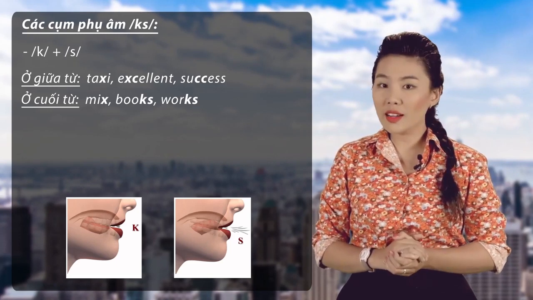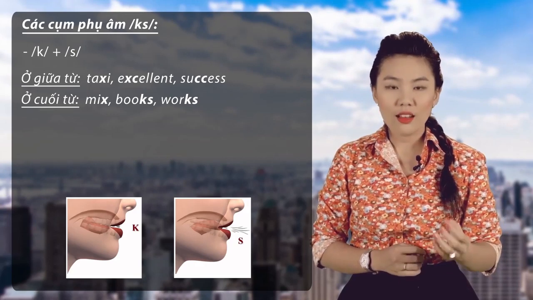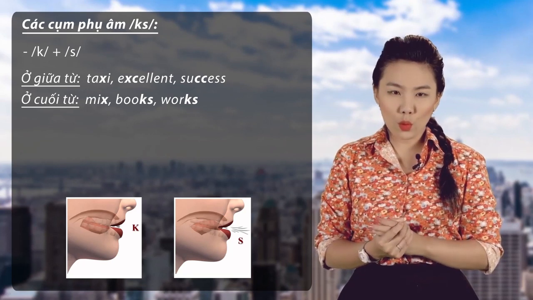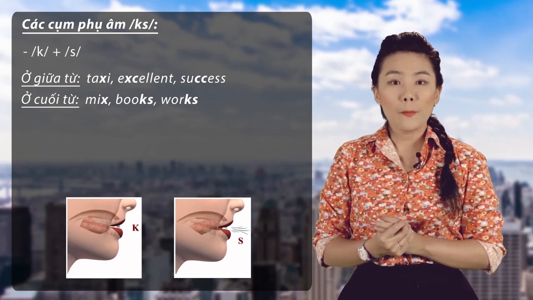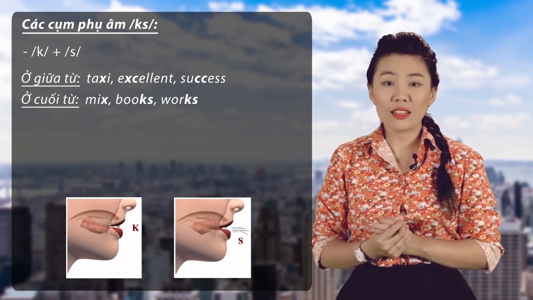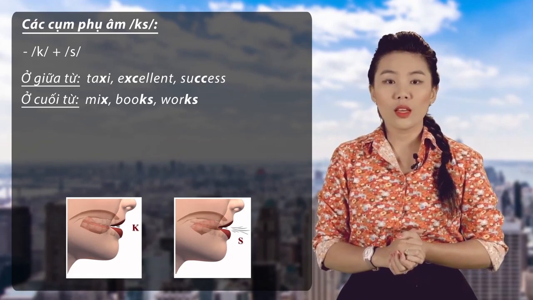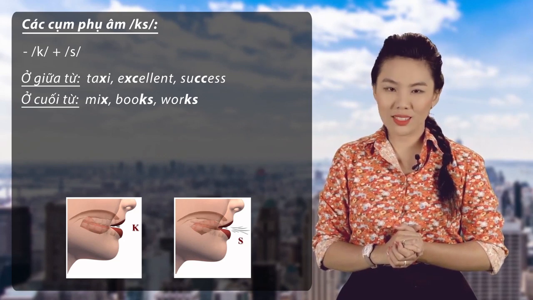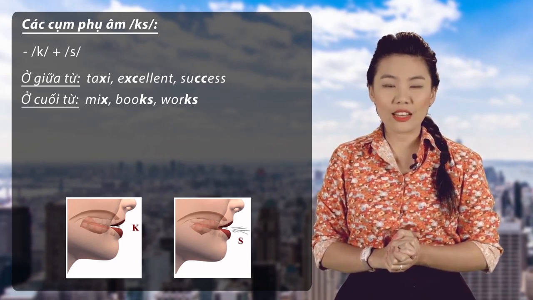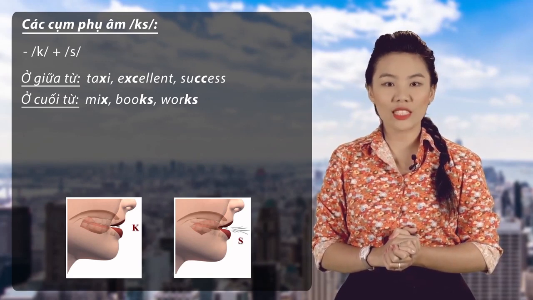Và nếu điều này quá khó khăn cho bạn thì bạn hãy chia thành hai phần là k và s. Và đầu tiên hãy nói các từ có âm k là âm cuối. Chẳng hạn như make, book, work. Và khi bạn đã có thể nói những từ này rồi thì chúng ta có thể đặt s ở cuối vào như makes, books, works. Tạm dừng video này và thực hành nói những từ này với tổ hợp ks một cách chính xác. Tạm dừng video tại đây.